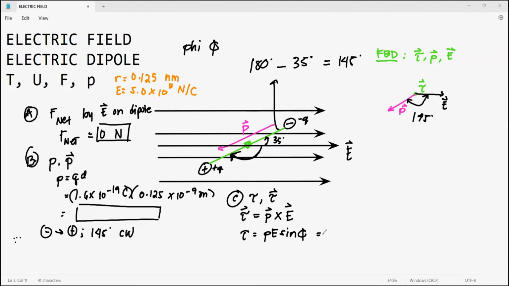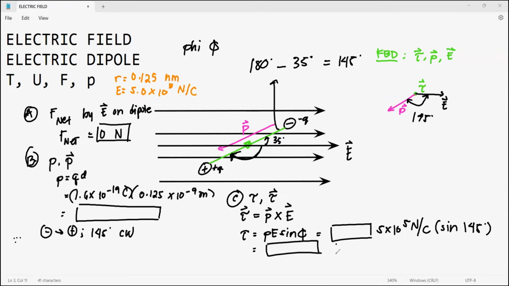Now for P sine phi, that's for the magnitude, we'll have P from our answer a while ago, times our E, which is 5 times 10 raised to the 5th, N over C. Sine phi here is 145 degrees. So the answer must be in Newton meter.